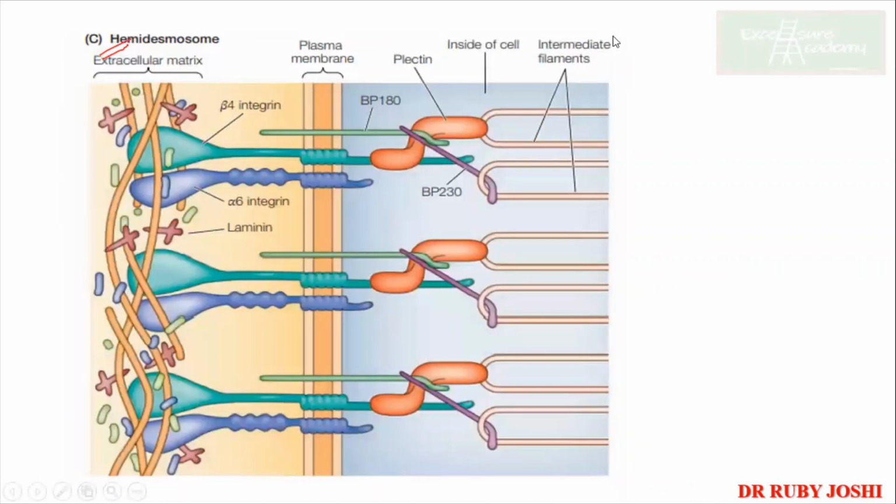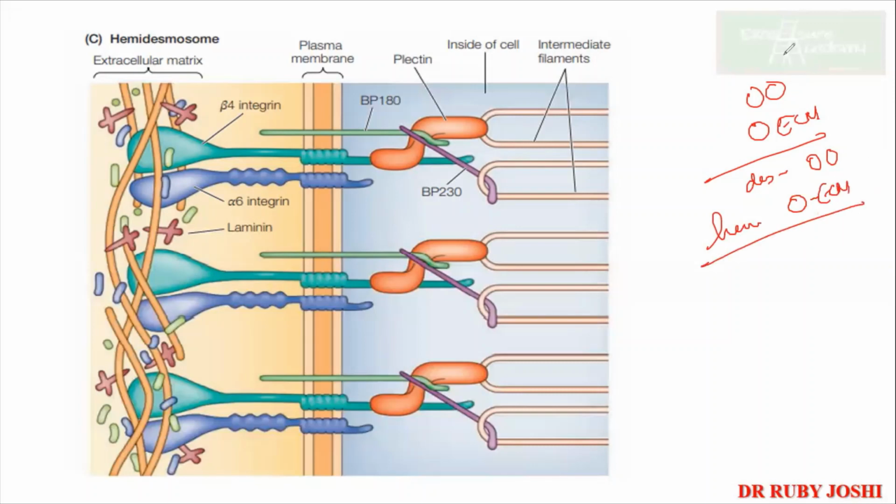Okay, now coming to the hemidesmosomes. So hemidesmosome is between the cell and your extracellular matrix. Remember last time we talked about the adhesions and the focal adhesions, right? Adhesions were between the two cells. Focal adhesion was between the cell and the ECM, extracellular matrix. In the same way, desmosome is between the two cells, and hemidesmosome is between the cell and the ECM.